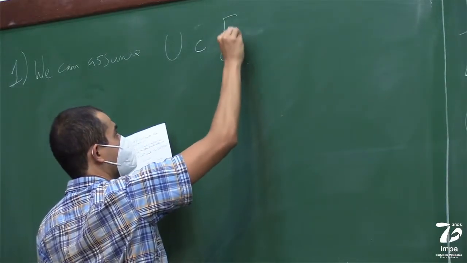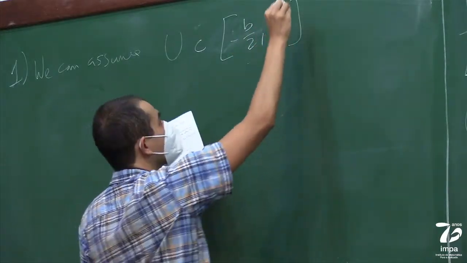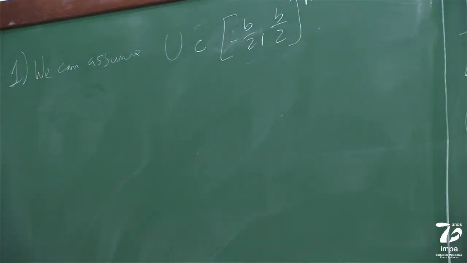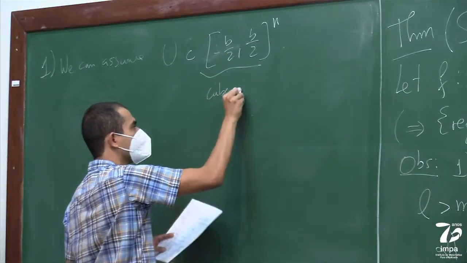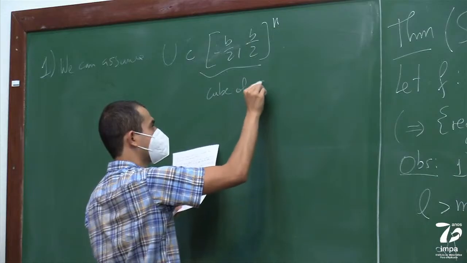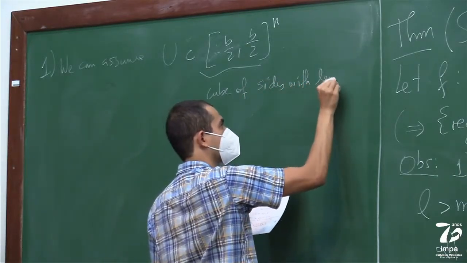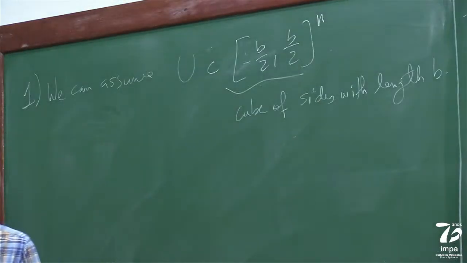So it's contained in minus b over 2, b over 2 to the n. Okay, so a cube of size b, a cube of sides with length b. I'm being a little careful here, and you'll see why. Okay?